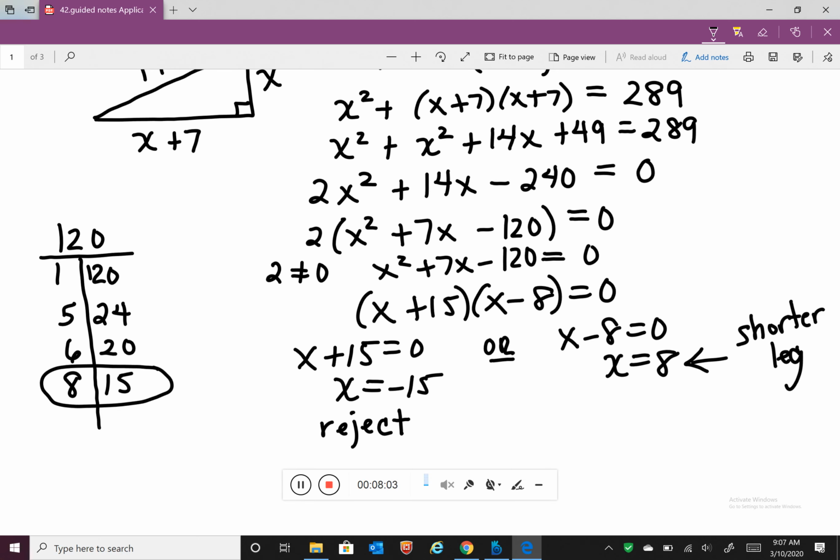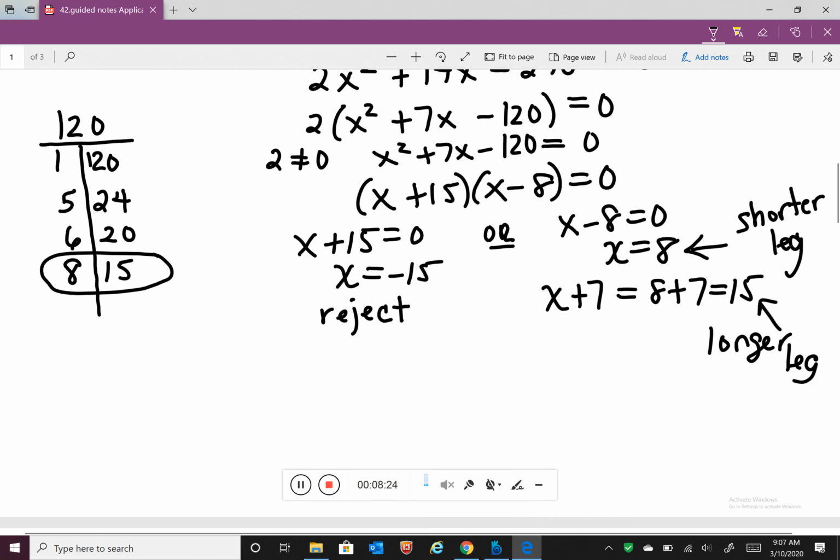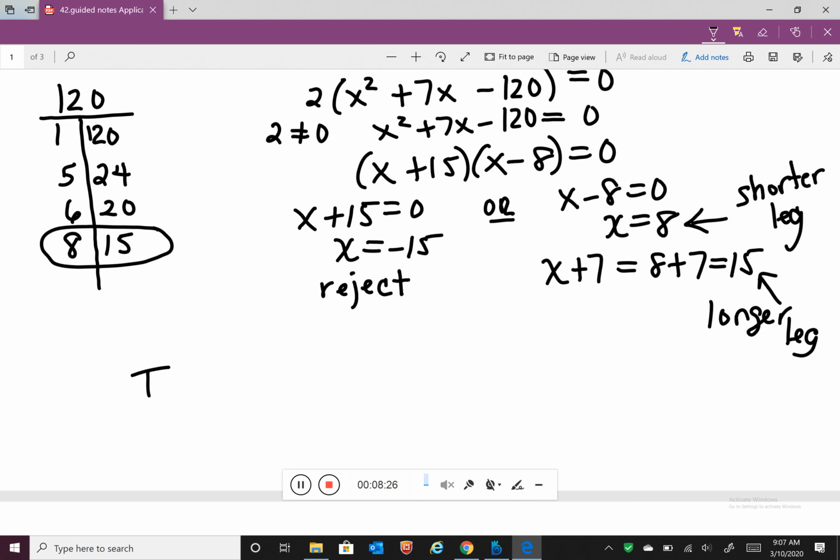And then our longer leg was given as 7 centimeters longer. And so that is a total of 15. So the legs, the answer to this, the legs are 8 centimeters and 15 centimeters.